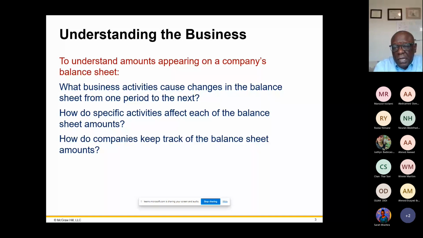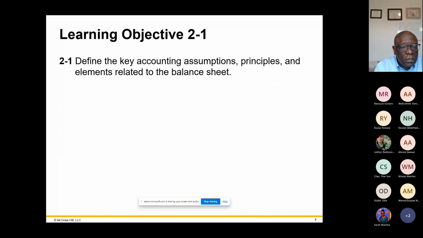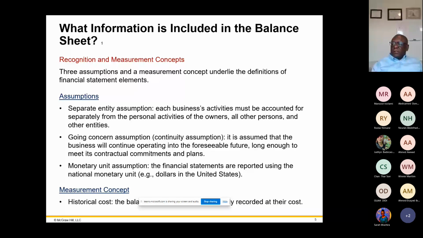Okay, we define the key accounting assumptions, principles, and elements related to the balance sheet. Number one is that we consider a company to be a separate legal entity. That means the company's activities are just like a complete human being. The company can be sued, and the company can sue. Then we also look at it as a going concern. If it's not a going concern, then that company is liquidated or bankrupt. So we consider that business as a continuity assumption. That is what we mean by going concern.